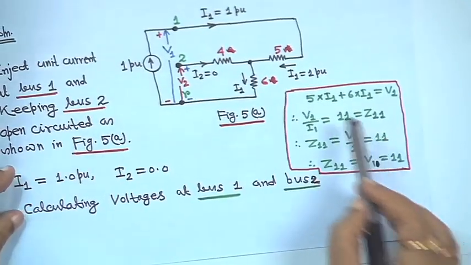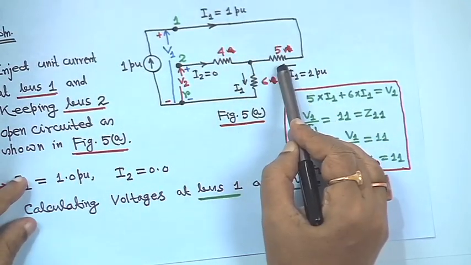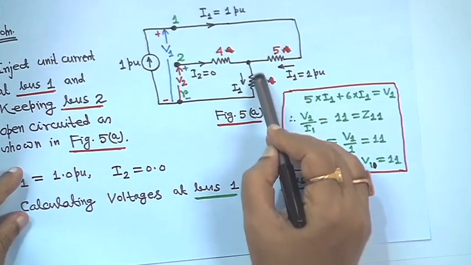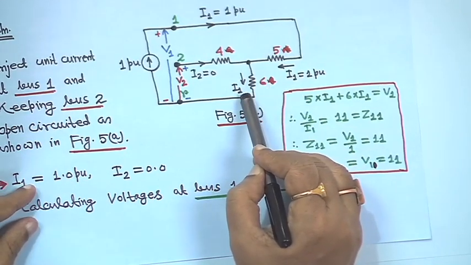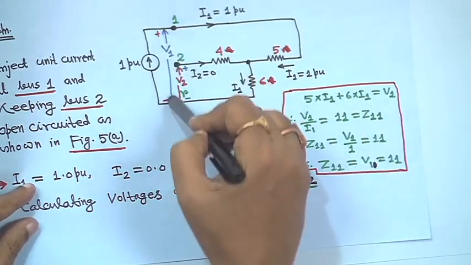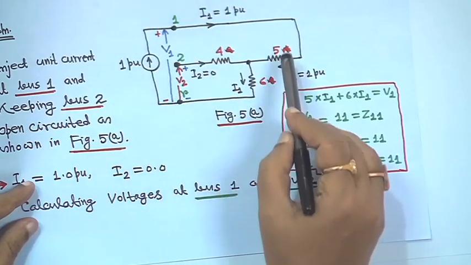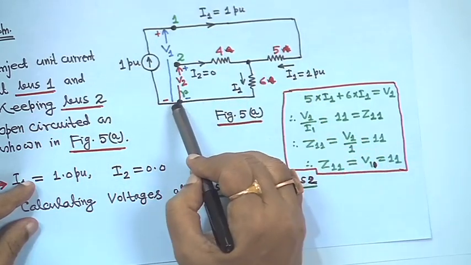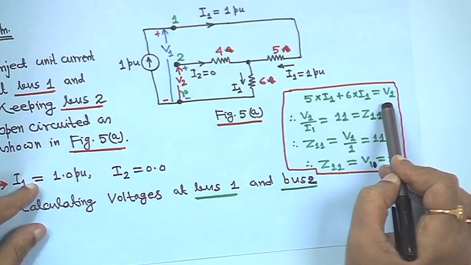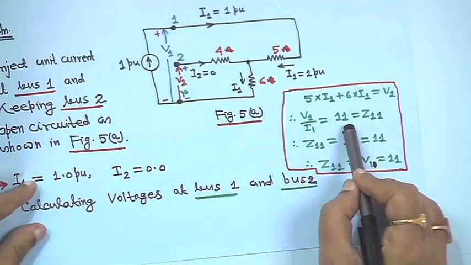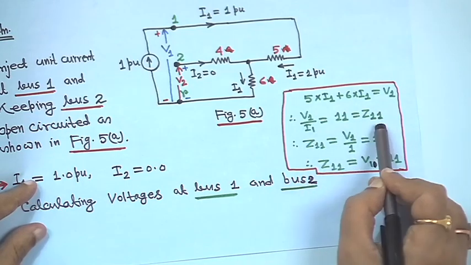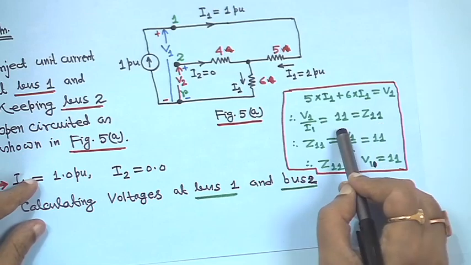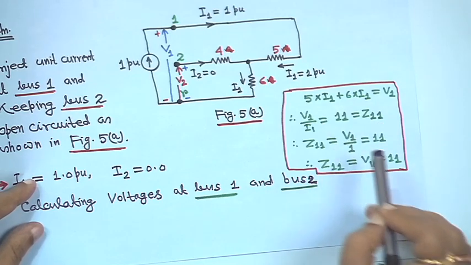If you do so, it will be I1 into 5 plus I1 into 6 is equal to V1, because the voltage here is V1, right. So I1 into 5 plus I1 into 6 is equal to V1, that means V1 by I1 is equal to 11. So V1 by I1 is nothing but Z11. So Z11 is equal to 11, right.